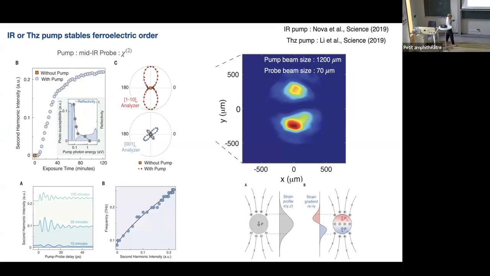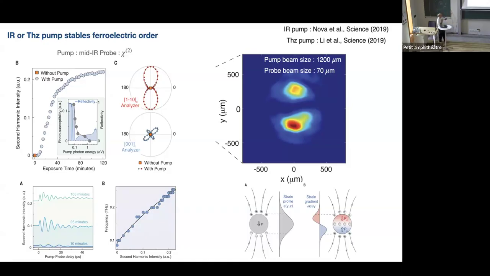And so this is a result which is already maybe seven or eight years old. And what you do in this measurement is that you pump your system with a mid-infrared excitation, and you measure the second harmonic generation, which is a key tool that was introduced by Peter. And what they found is, so here you have the second harmonic intensity. Essentially, if the signal is 0, that means that you have no ferroelectric phase. Once you have a signal, that means that you have a ferroelectric stability.